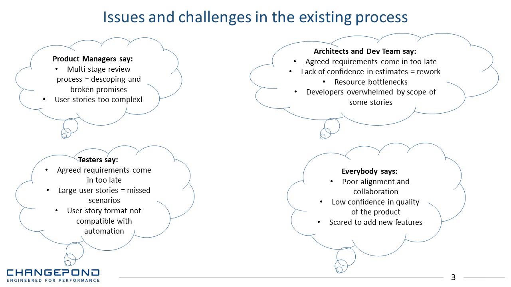To get a better understanding of the issues and challenges in the existing process, we talked to the different stakeholders in the project. First, we talked to the product managers. They felt that due to this multi-stage review process, features that were envisioned at the roadmap stage were often simplified or even de-scoped by the time they reached sprint planning. This meant going back on promises to customers.